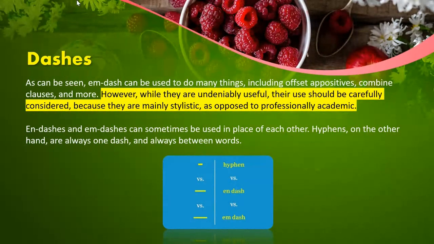Hyphens, on the other hand, are always one dash and always between words. Remember the differences between en dashes, em dashes, and hyphens to improve how you interpret words and sentences as a reader.